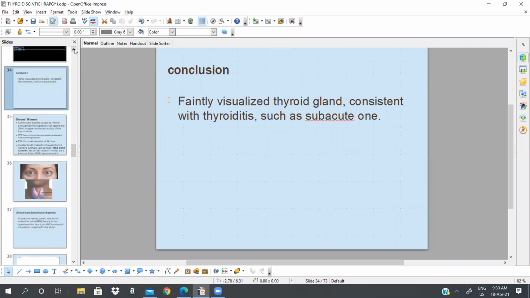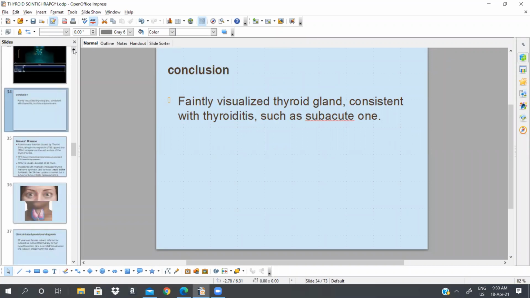Now I will move to another entity. We already talked about the nodule, the multinodular goiter, the toxic multinodular goiter, and the solitary cold nodules. So let's move to Graves' disease.